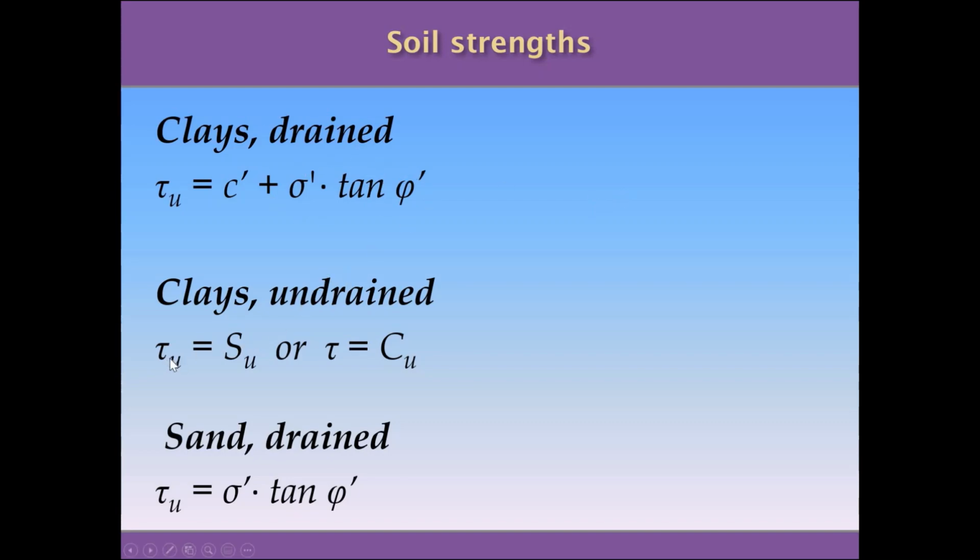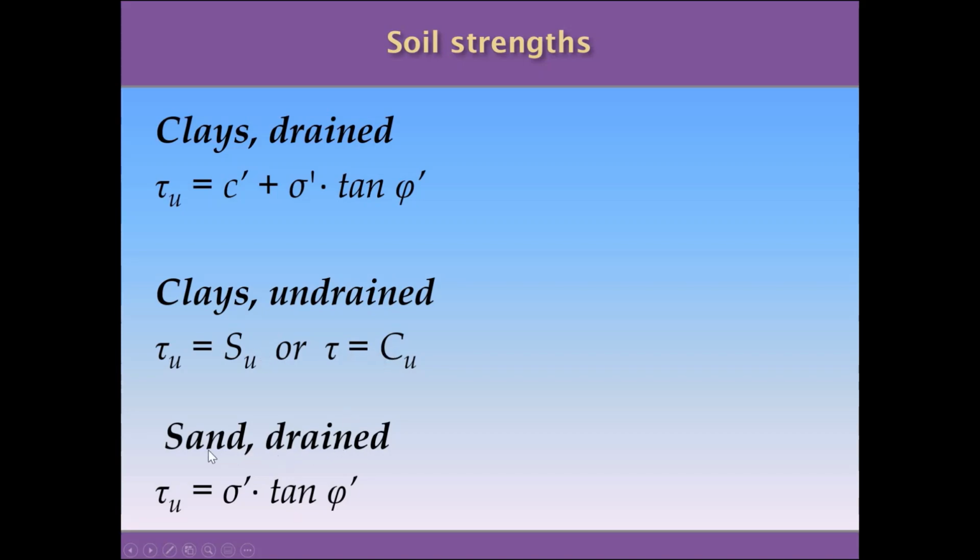In this case, we are going to have a simple equation where the ultimate soil strength in terms of the shear stresses is equal to a value. For example, this is called SU or CU, two ways of saying the same thing, which is the undrained soil strength when you have a clay. So this is the undrained clay strength when you don't have any sand present.